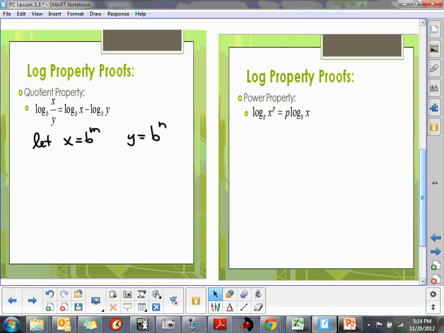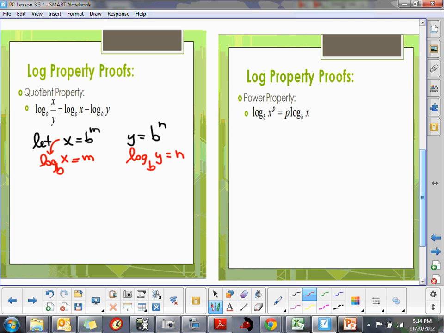Then we can rewrite these using a logarithm format. An equivalent logarithm format is log base b of x equals m. This one has to be log base b of y equals n. Remember, logs equal your exponents. So what we're trying to prove then is that the log base b of x divided by y, which is a quotient, is equivalent to the log base b of x minus the log base b of y.